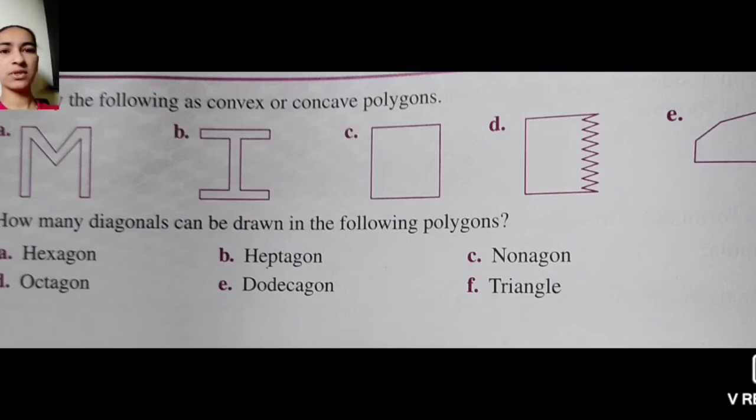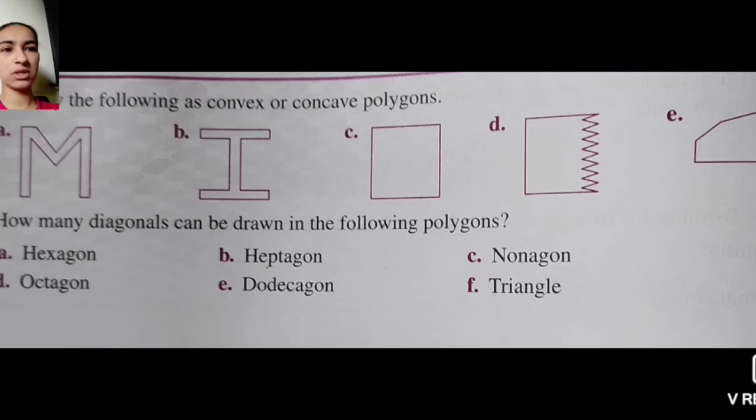See the first figure, M. M is concave. Why is it concave? Because you can see in the middle of M there is an interior angle which is greater than 180. Okay students, so it is concave. And what about the second? Is the second concave or convex? Yes, it is also concave.